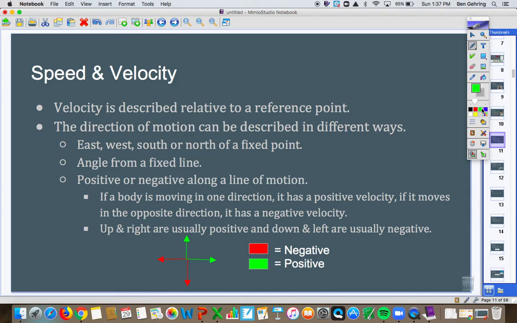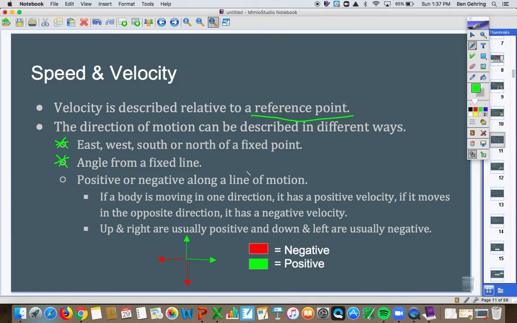Because we have to use direction with velocity, we have to describe it relative to a reference point. Remember your reference points. Those are the fixed points that we compare motion to. So again, we can use our cardinal directions, our northeast, southwest, in terms of directions there. We can have an angle from a fixed line. So at 30 degrees north of the highway. We can use any number of these. We just have to have a way to specify the direction.